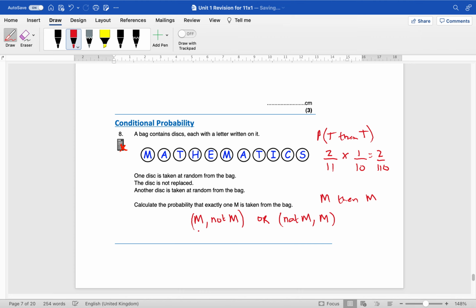So to get an M is 2 out of 11, followed by not getting an M. Well, there are 9 letters that are not M out of, if I've already taken a letter, 10. So that's 18 out of 110. Or not M to begin with, so 9 out of 11. And then if I want an M the second time, there are 2 left, but out of 10. So again, it's the same answer here. But because there's more than one way to get what I need here, the OR means I have to add together my combos for 36.